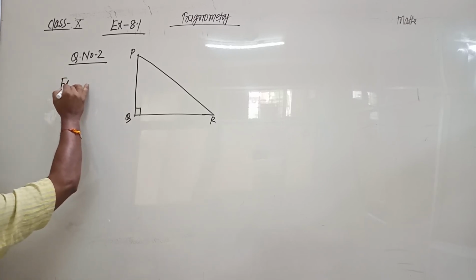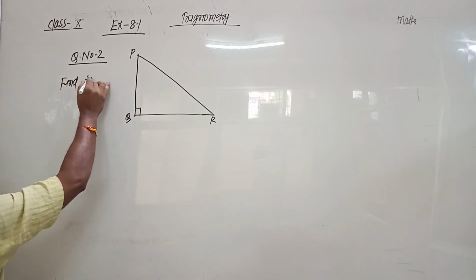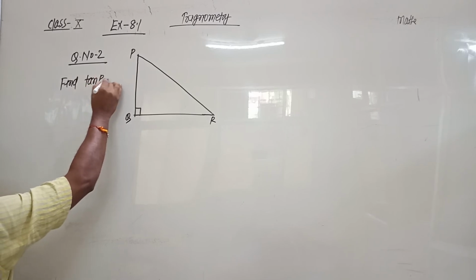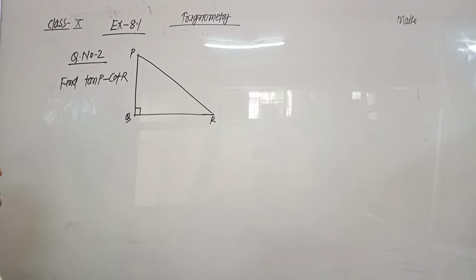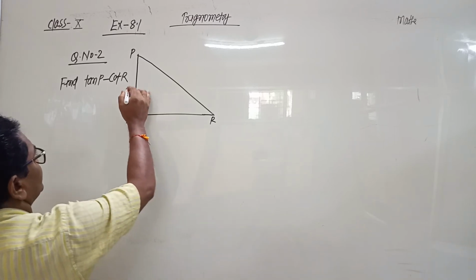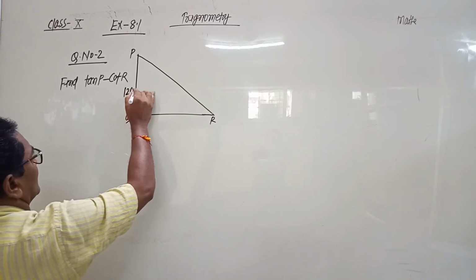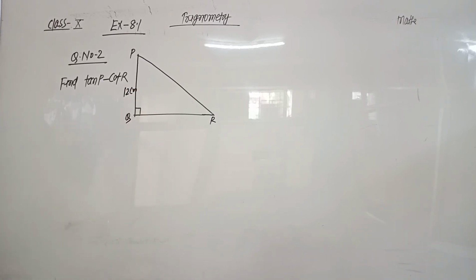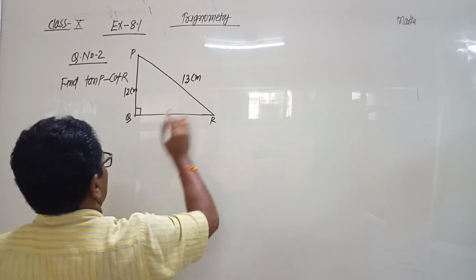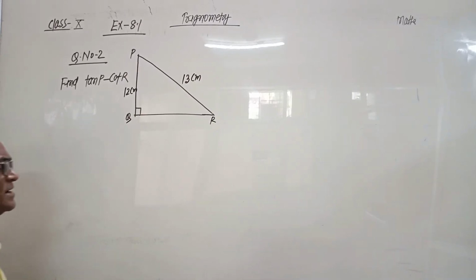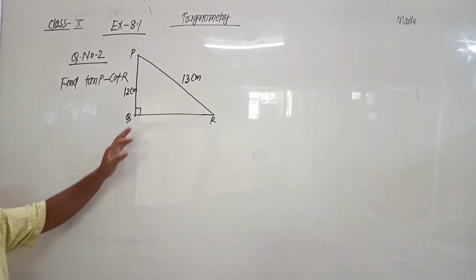Find tan P minus cot R. Here P and R are the acute angles and sides are given. PQ is 12 centimeters, and PR is 13 centimeters. So firstly we will calculate QR.